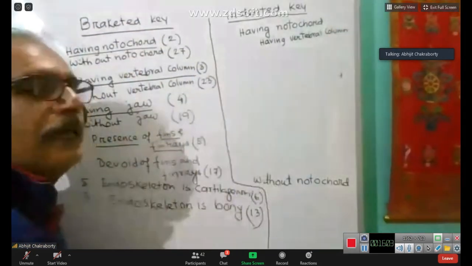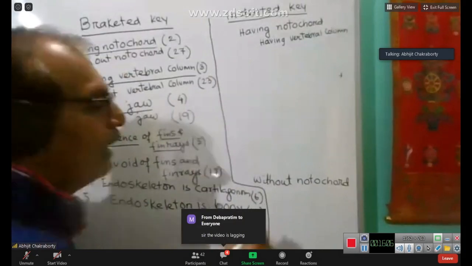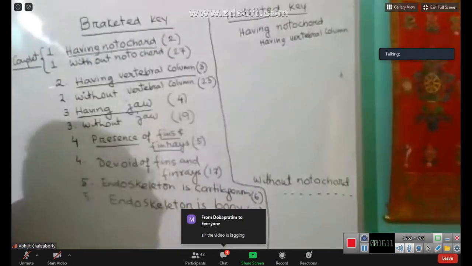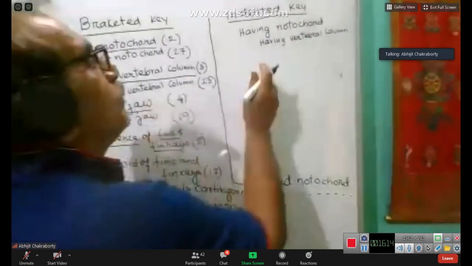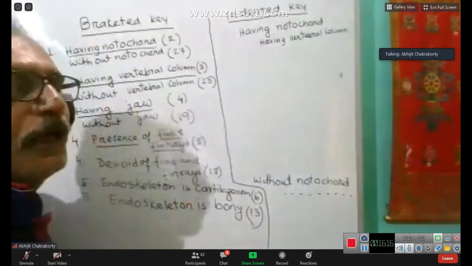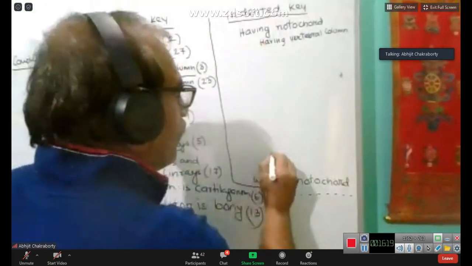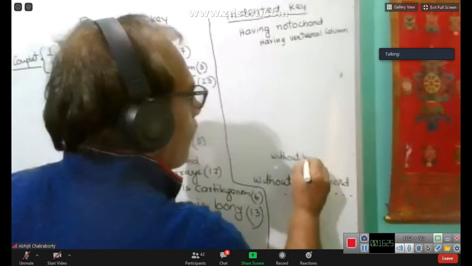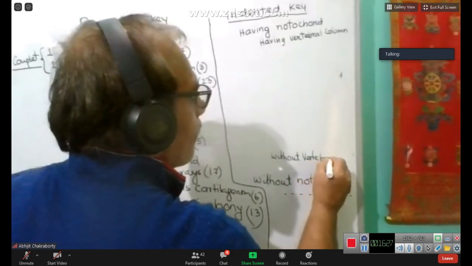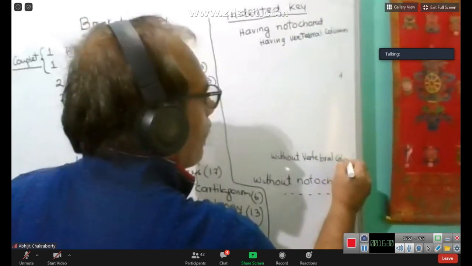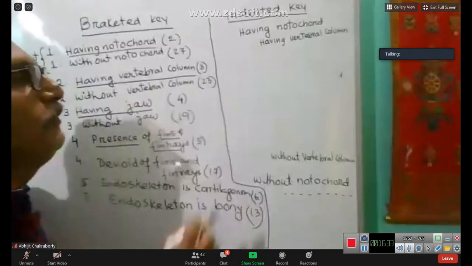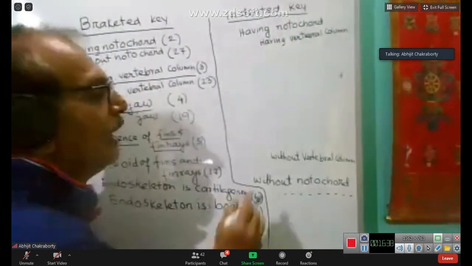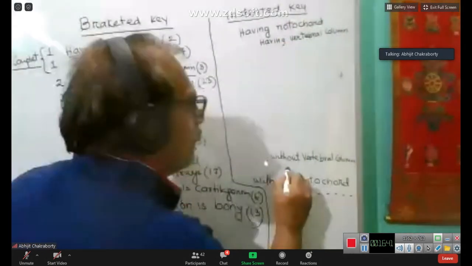And if your animal is without notochord, then you will get another character here. Then, suppose your animal is with vertebral column, or it may be without vertebral column. If your animal is with vertebral column, the next character comes just below it. And if it is without vertebral column, then you will get a character over here.